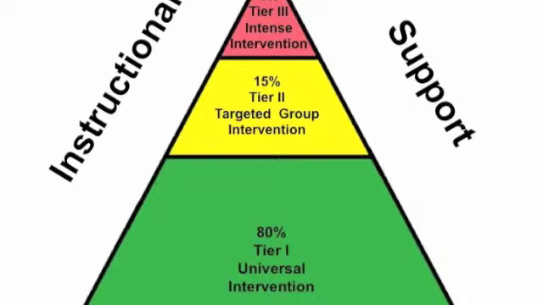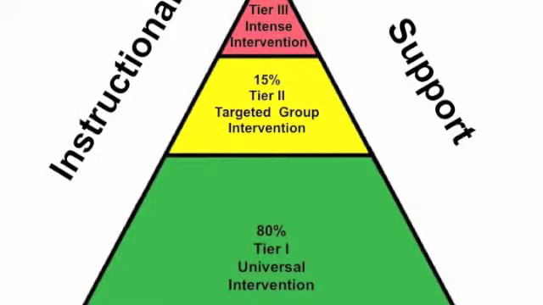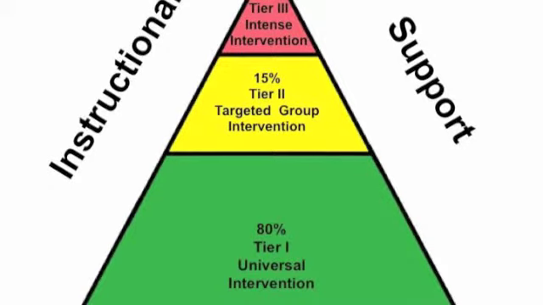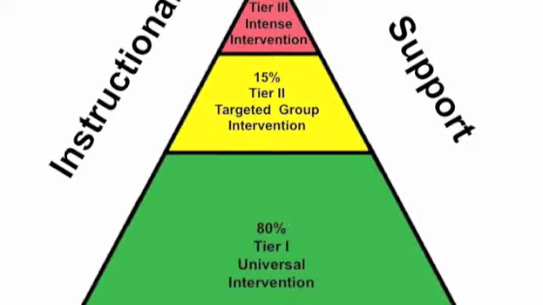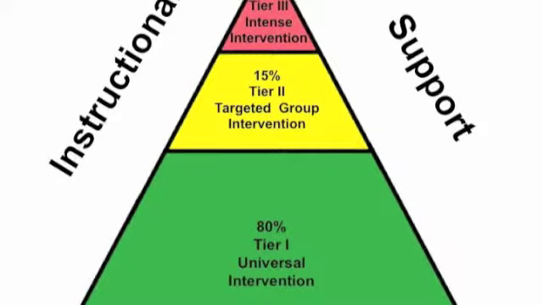We're hoping that only about 15% or less need something in Tier 2, where there would be some targeted interventions, something a little additional, a little boost that's going to help them along. And then the rest, up in the red area, we're hoping that there are very few students who might need intense interventions.